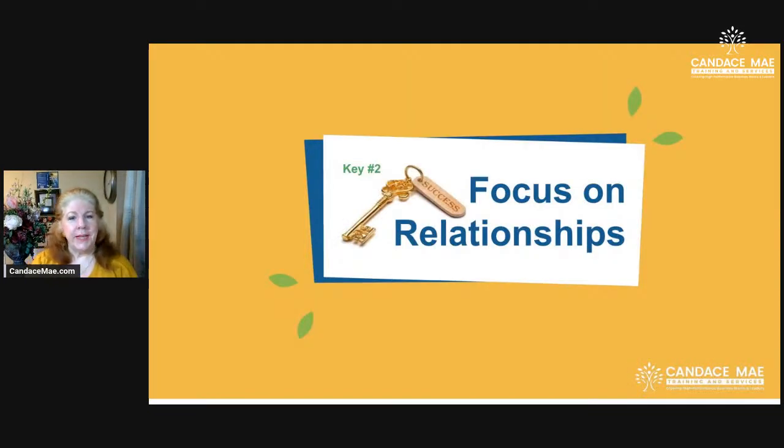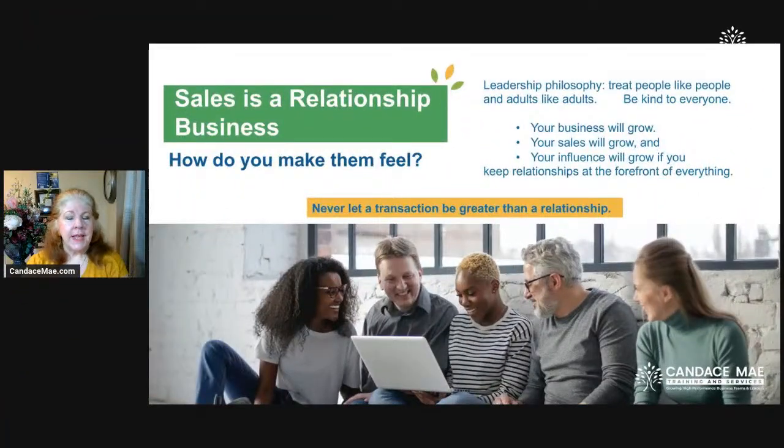Key number 2 is to focus on relationships. Everything is about people and relationships. We have a product, we have a service. What is it for? To make the life of our customers better, to improve their lives somehow. It's about business. It's about people and relationships. So sales is a relationship in business.